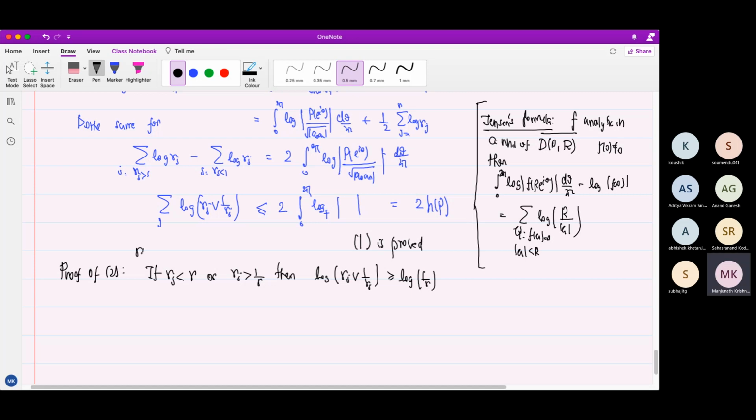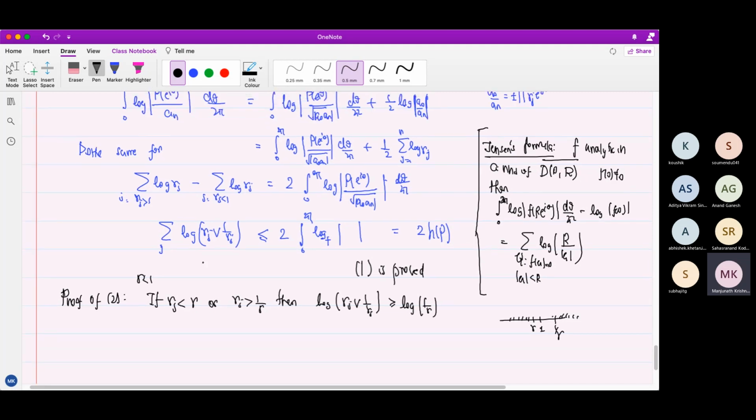So fix R less than 1. So if you have R less than 1, R is here, 1 is here, 1 by R is somewhere here. So if you are either here or here, in absolute value, the log is going to be bigger than log 1 over R. Therefore, and all these are positive numbers, by the way. Hence, the number of such things.